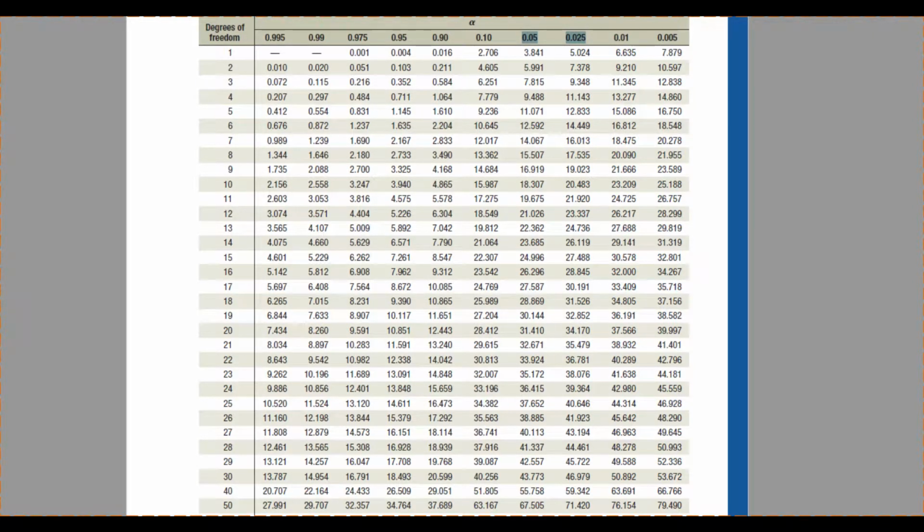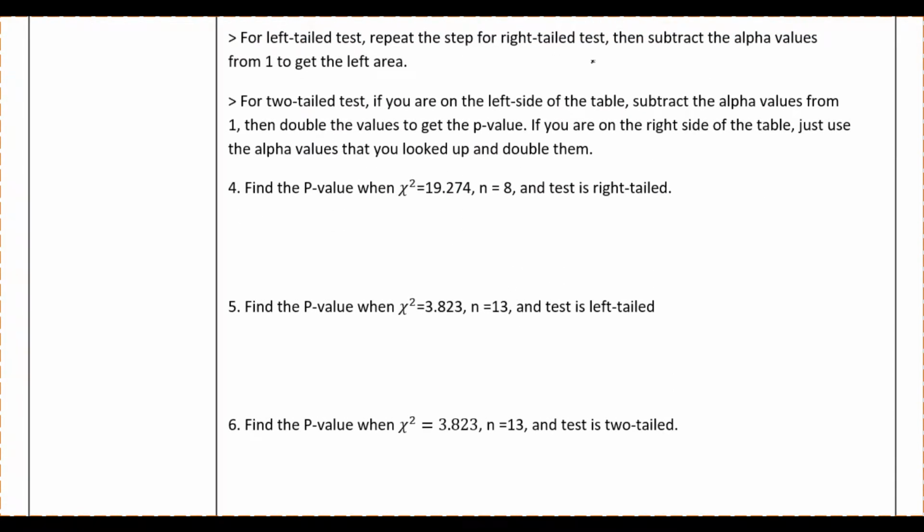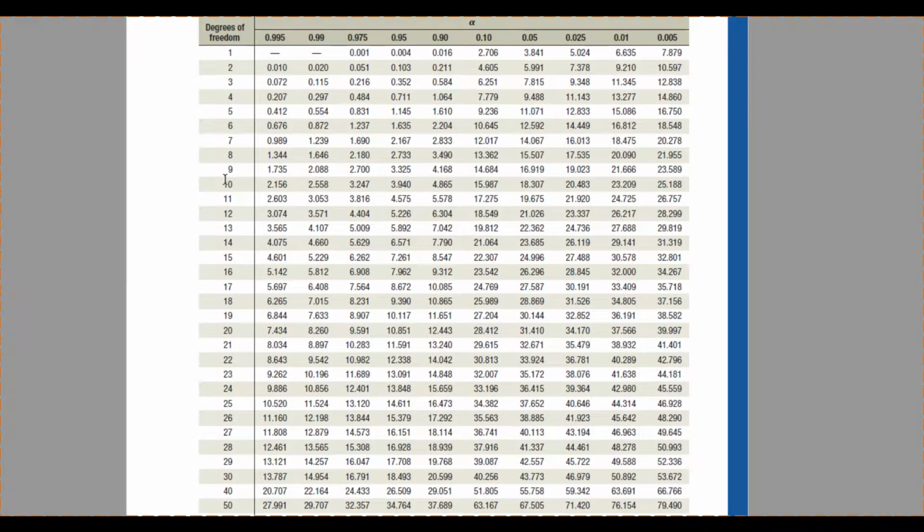Now if we're doing a left-tailed test, it's a little bit different. We repeat the step for the right-tailed test, but then we have to subtract from 1 to get the area. So for example, if we have a degree of freedom of 12 and I give you a test value of 4, well, 4 is between 3.57 and 4.4. So therefore, our p-value is between those two. However, because we're looking at the left side, we need to subtract those from 1. So this will be 0.01 and 0.025.